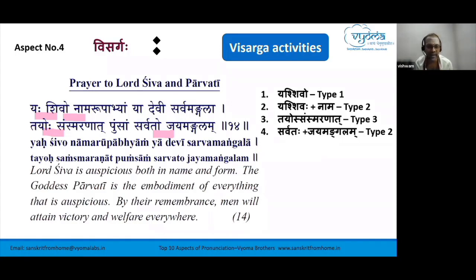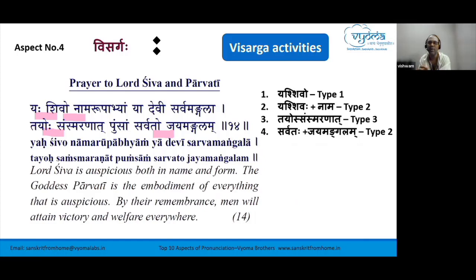So I will quickly tell again. If we split this shloka, it will be Yaha Shivaha Namarupabhyam Ya Devi Sarvamangala Tayoho Samsmaranat Pumsam Sarvatah Jayamangalam. That is word by word, but when you are telling together, how we will pronounce it is Yashivo Namarupabhyam. In a single breath, when we are telling together, we have to tell it like this.